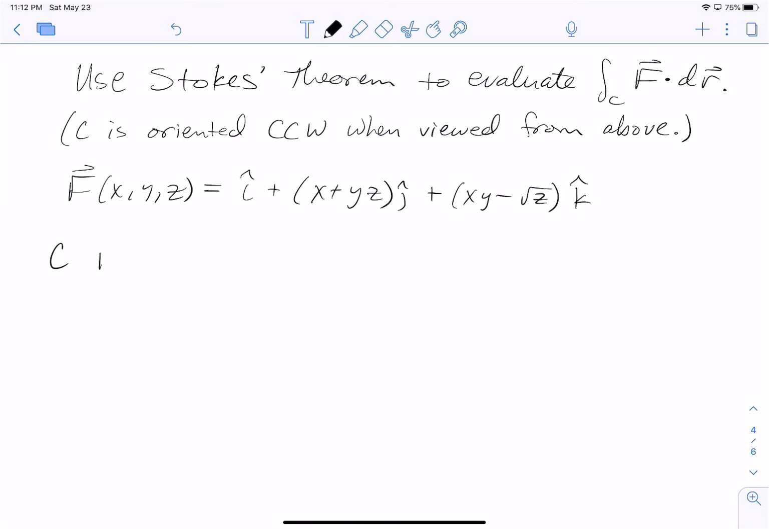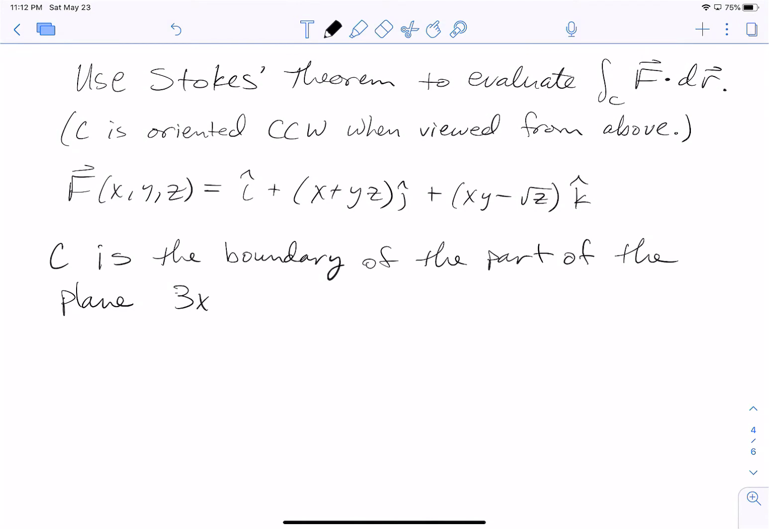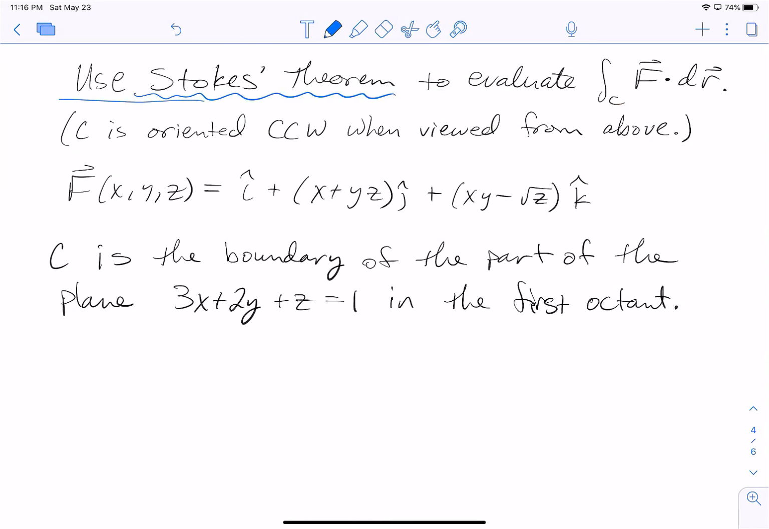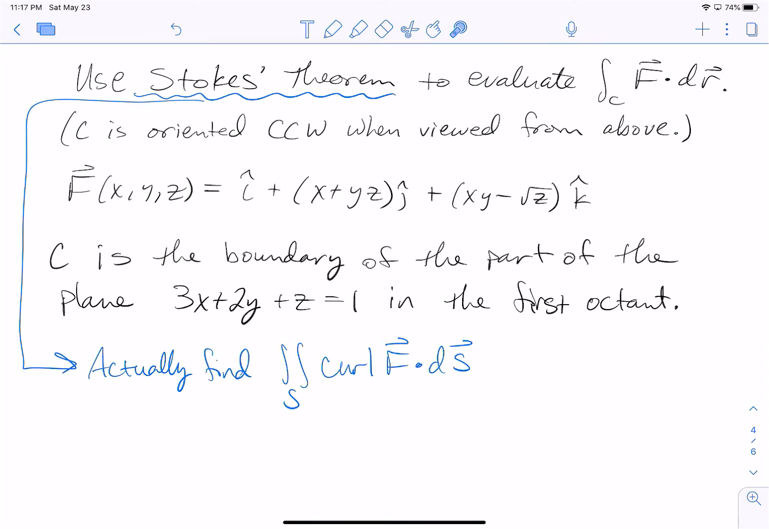As for C itself, it's the boundary of the part of the plane 3x + 2y + z = 1 in the first octant. Now, even though we're evaluating the line integral over C of F dot dr, we're told to use Stokes' theorem. What that means is that we're actually going to find the surface integral of the curl of F dot dS. And remember, the surface integral is a double integral.